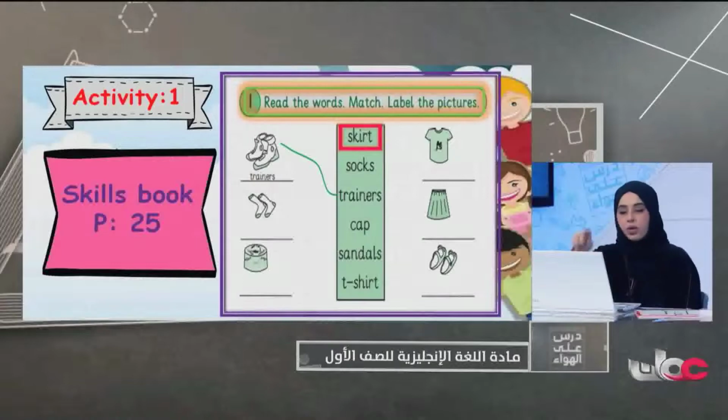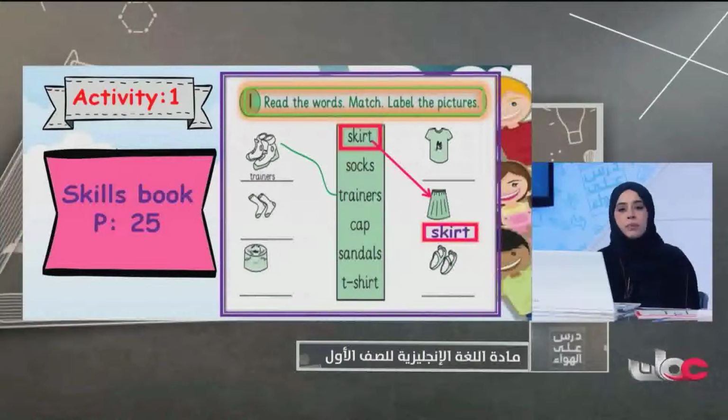Can you please tell me where is the picture of skirt? Where is the picture? You are already matched. Very good. That one is the skirt. Now, I want you to write the word skirt under the picture. Skirt. Now let's move to the next one.